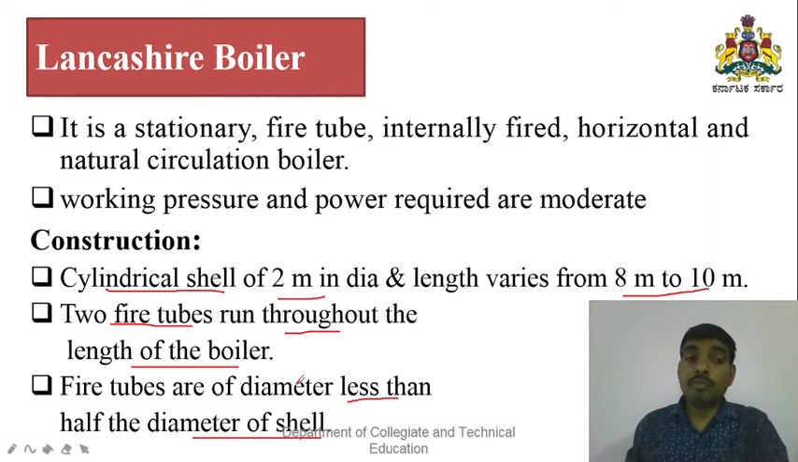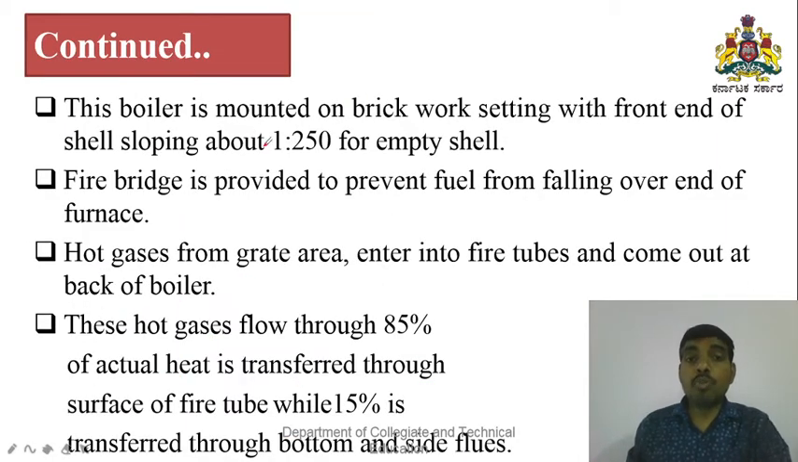So this is the construction feature, and this boiler is mounted on a brickwork setting with the front end of the shell sloping about 1:250 for an empty shell. So the boiler shell is mounted on brickwork, and the slope is given about 1:250 for an empty shell. A fire bridge is provided to prevent the fuel from falling over the end of the furnace.